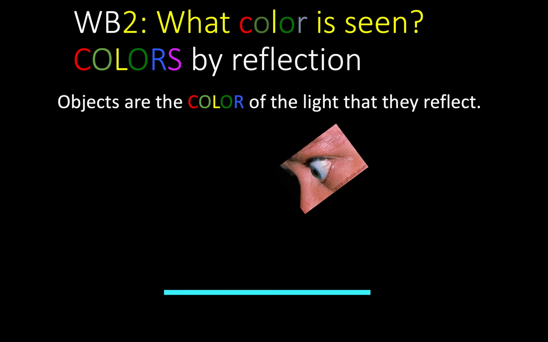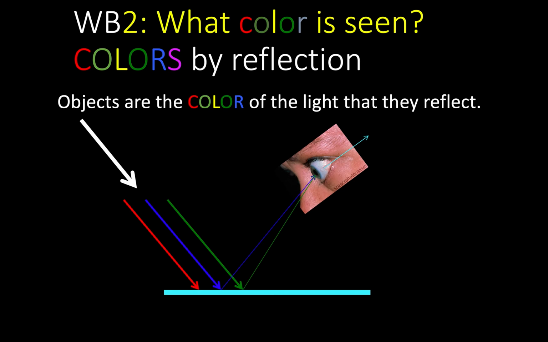Okay, and here's a cyan object, a cyan piece of paper. If white light is available, that means red, blue, and green is available, and the cyan object is cyan because it reflects the blue and the green. If it just reflected blue, it would be a blue object. If it just reflected green, it would be a green object. But it reflects blue and green, and when your eye picks up blue and green wavelengths of light at the same time, your brain makes up the color cyan, and the red light is absorbed.